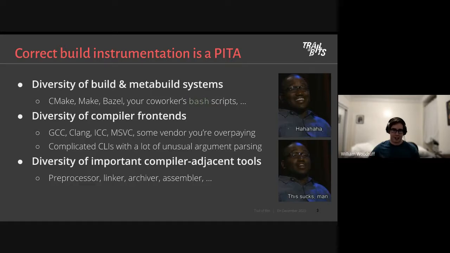And then each of these has its own complicated CLI that is more or less compatible with the others to varying degrees, and with unusual argument parsing by other Unix tool standards. And then, of course, that's not the end of things. You also have these compiler-adjacent tools that are part of the C and C++ build ecosystem, like the standalone preprocessor, linker, archiver, assembler, and tools to detect libraries, tools to detect include paths, and so on and so forth. So to accurately instrument a build system, you have to be at least partially aware of all of these things, which is unsurprisingly a pain.